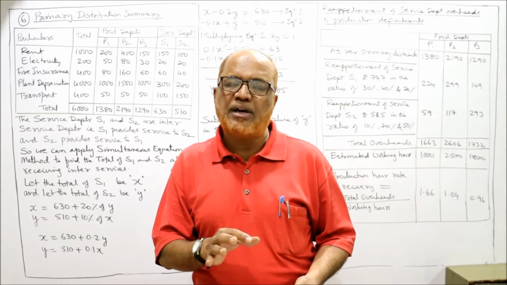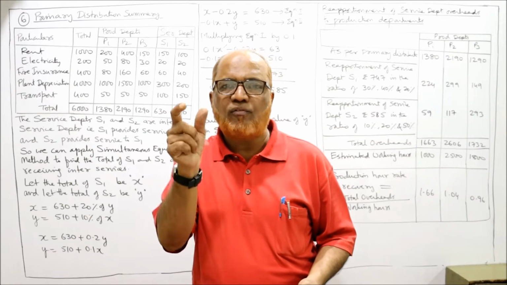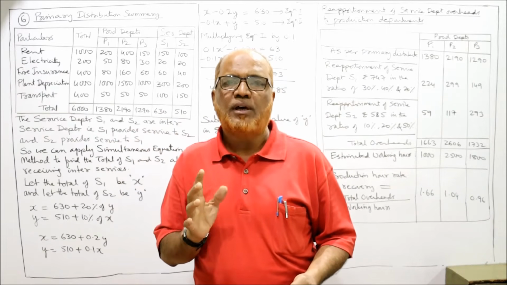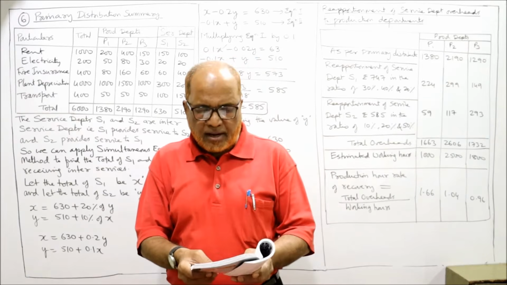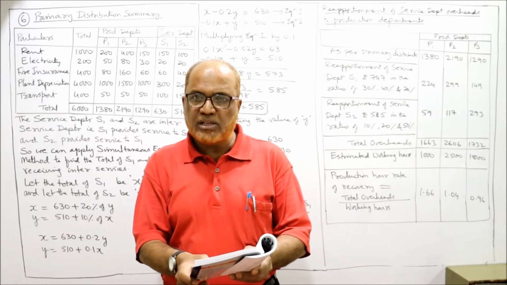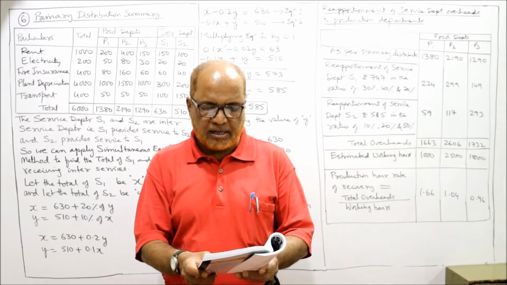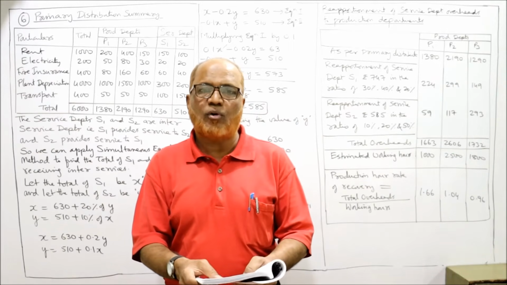This is the first problem where it has already been apportioned and given. Simply we have to find out the total of P1, P2, P3, S1, S2, that is, the totaling of all 5 departments. All the values are given. Rent is given 200, 400, 150, 150, 100. Total is 1000. Electricity is given 50, 80, 30, 20, 20, 200. Fire insurance is given 80, 160, 60, 60, 40, 400.